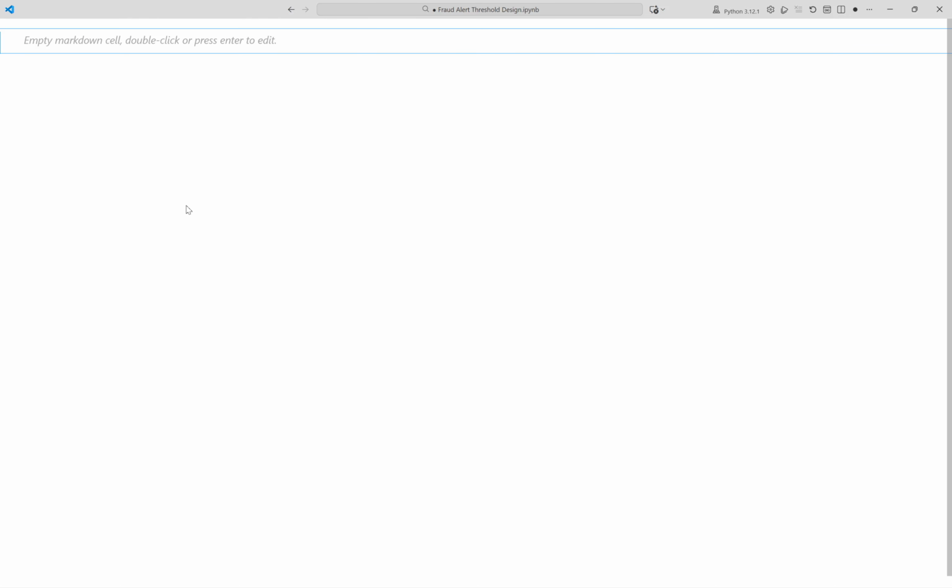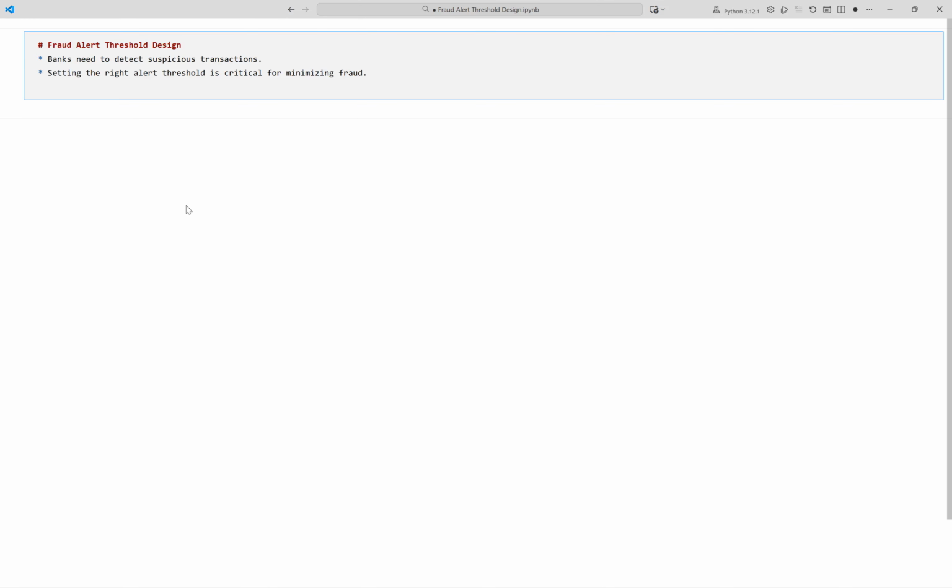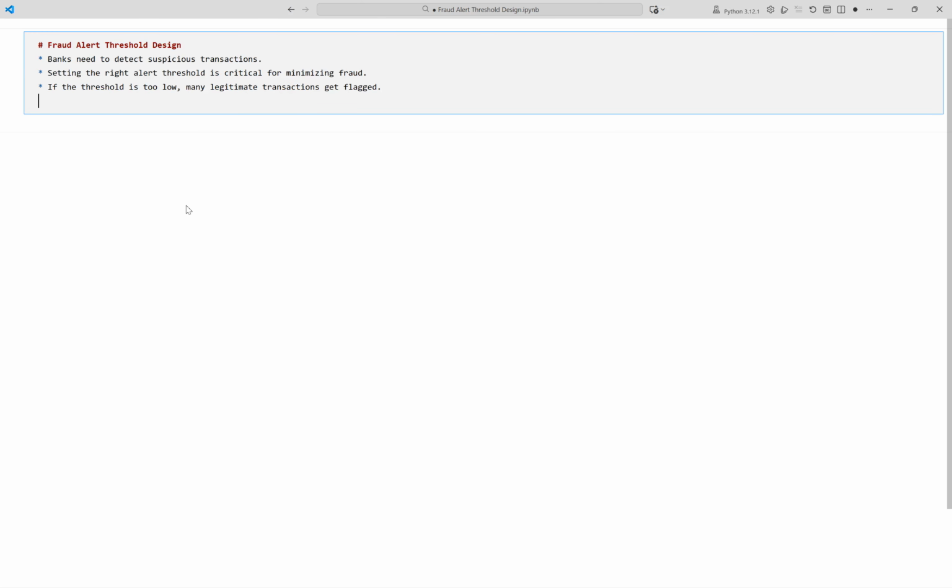Fraud alert threshold design. Banks need to detect suspicious transactions. Setting the right alert threshold is critical for minimizing fraud. If the threshold is too low, many legitimate transactions get flagged. If it is too high, fraud may go undetected.